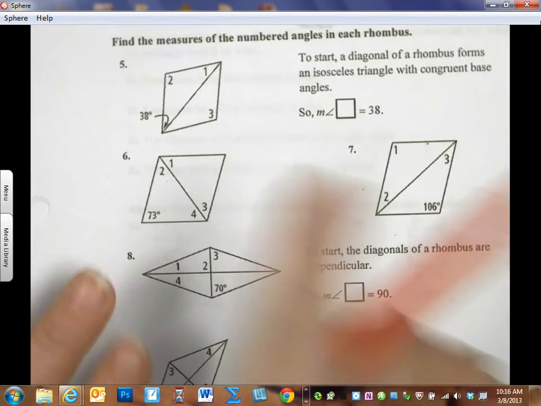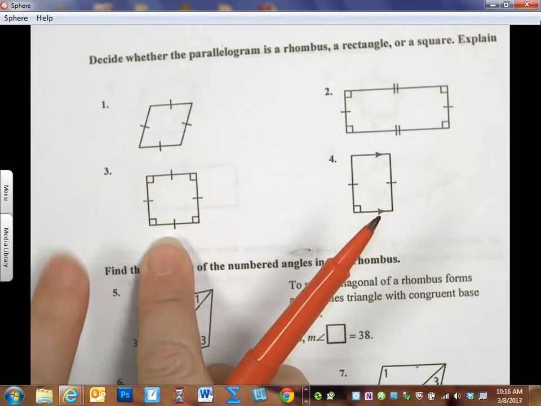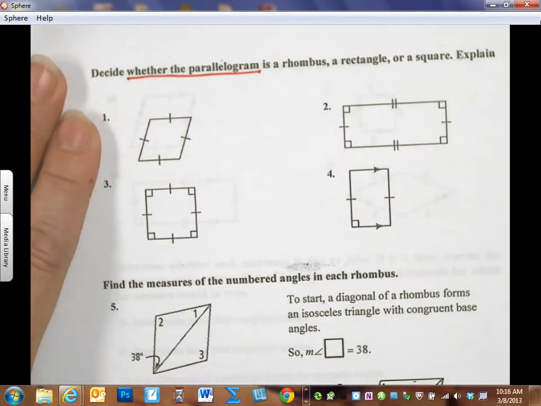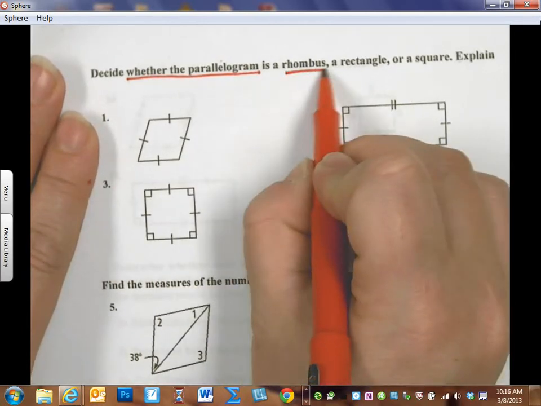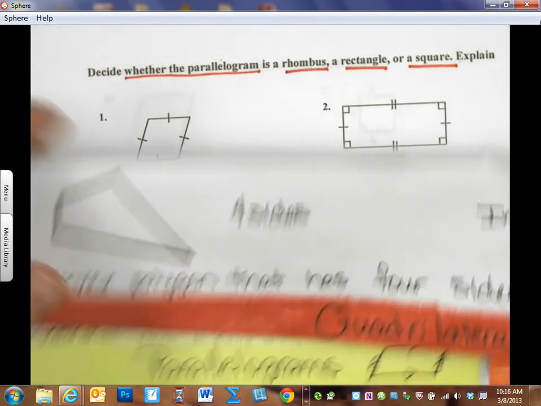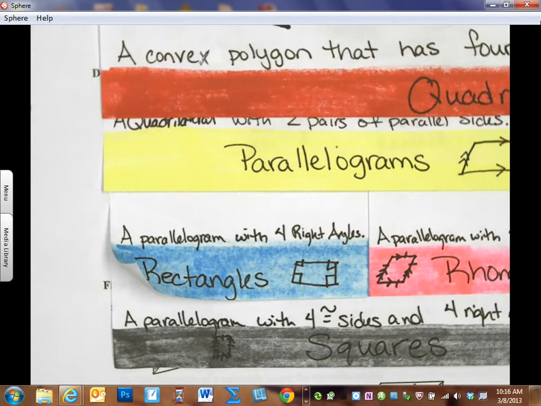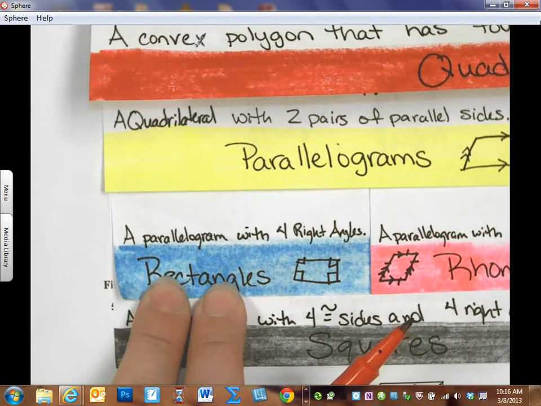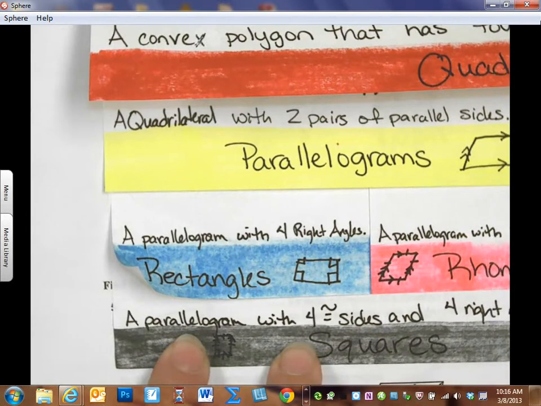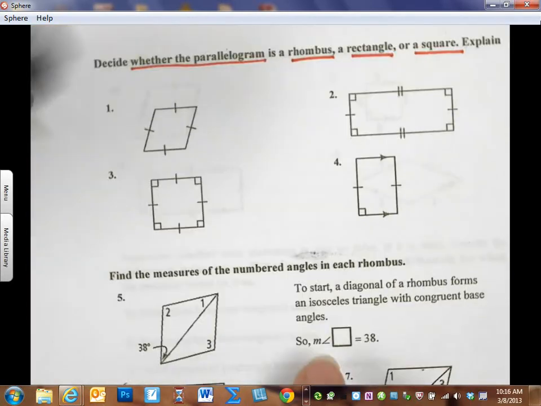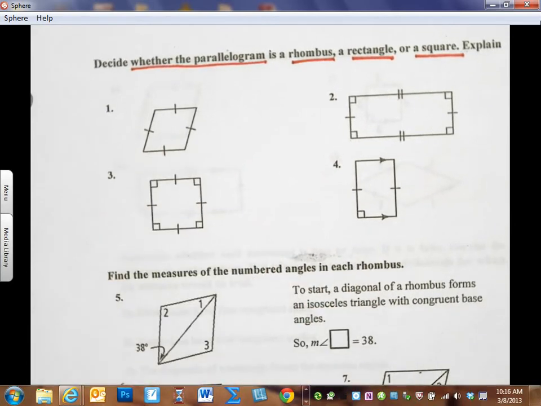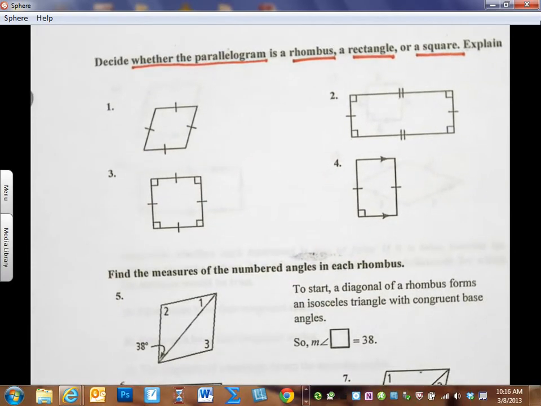Now they want me to say, is it a rectangle? They're telling me it is a parallelogram. But now they want to know, is it a rhombus, a rectangle, or a square? So thinking back to your flip books, we're going to be specifically looking at our rectangle page, our rhombi page, and our square page. I'm going to look at 2 and 4 because I want you to do 1 and 3 on your own. But you've got to compare them.